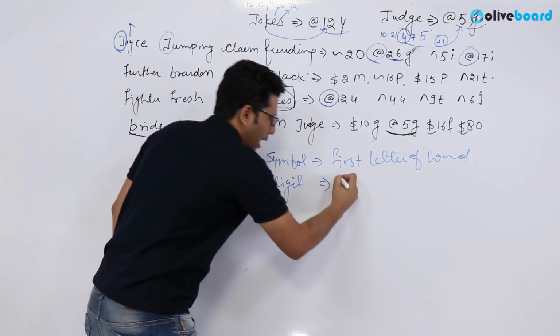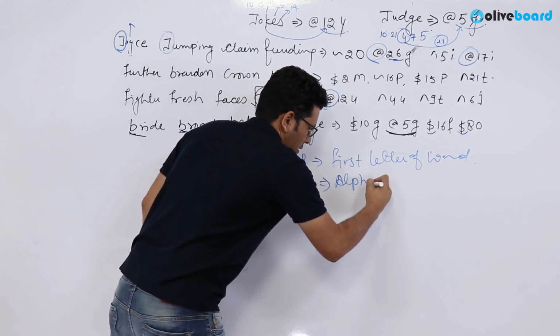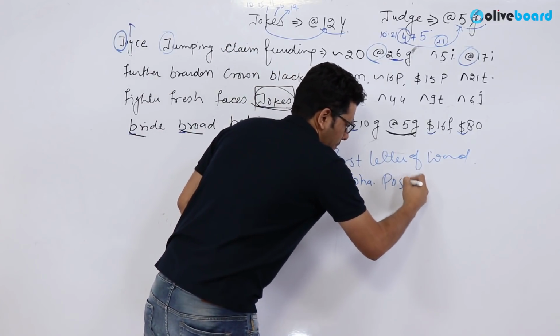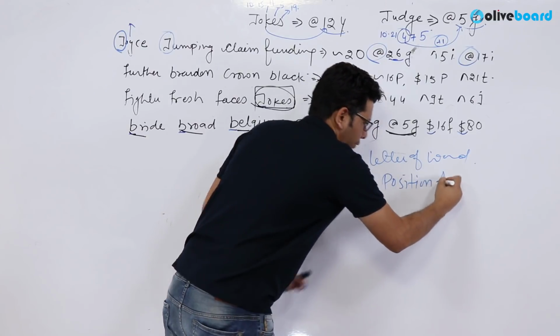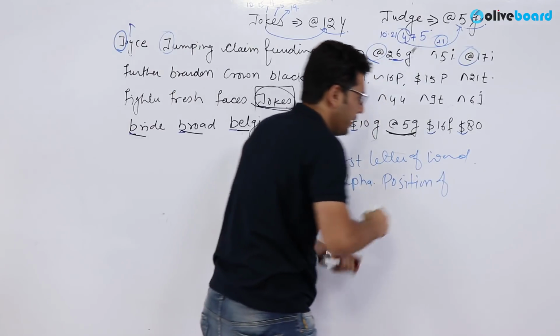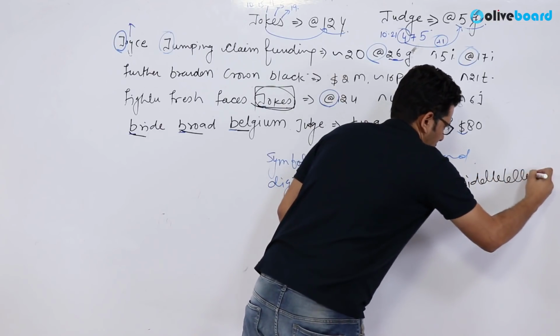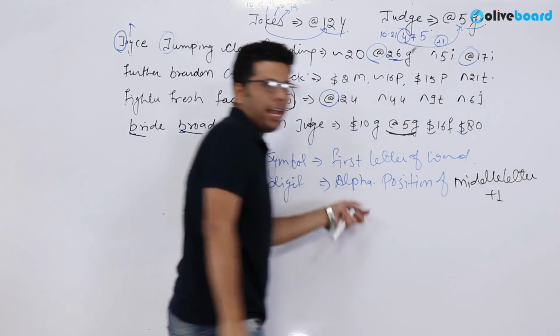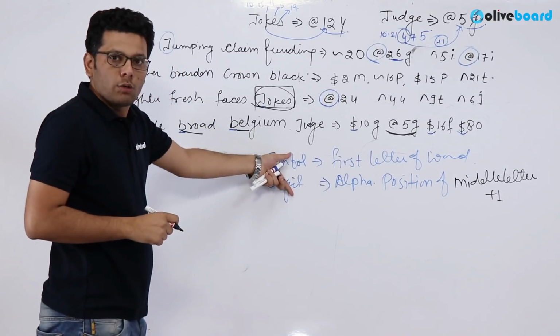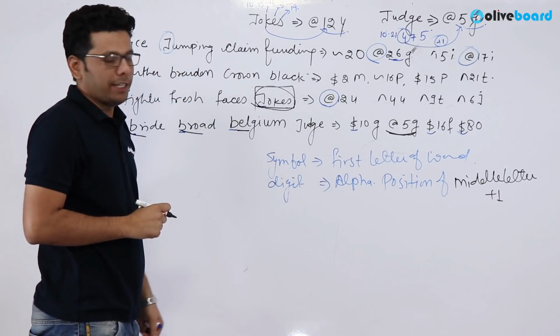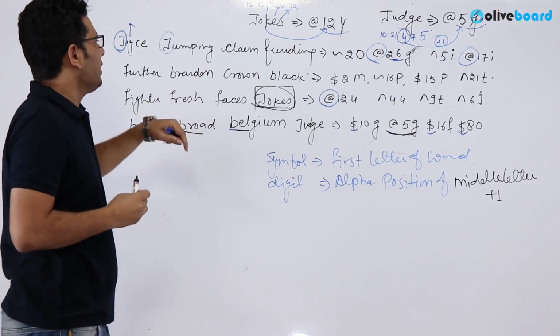Digit equals alphabetical position of middle letter plus 1. This is the way the logic of the digit is defined. Okay, now it comes to the letter itself.